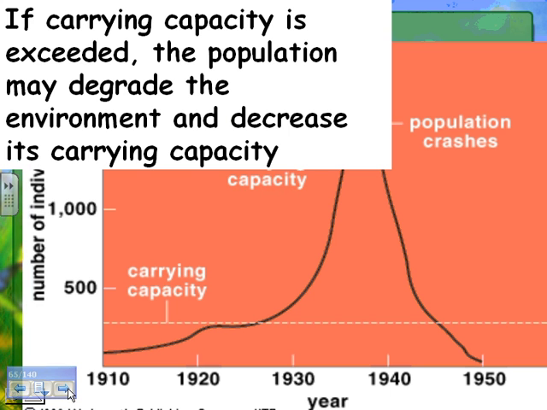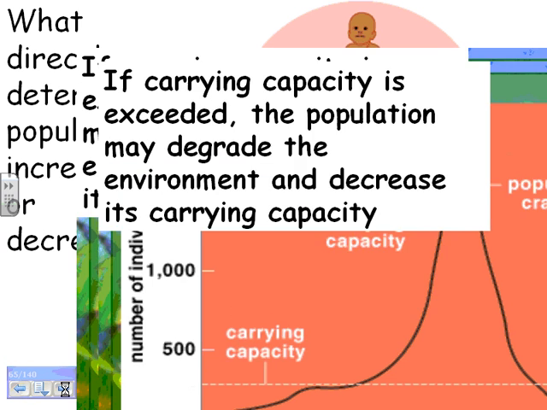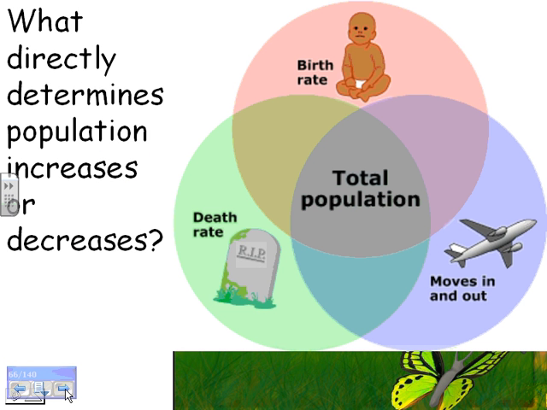Alright. If carrying capacity is exceeded, if it gets too big, the population may degrade the environment and decrease its carrying capacity. What directly determines population increases or decreases? So the birth rate, if you have a very high birth rate, you're going to be increasing the population. If you have a very low death rate, that will increase the population. If the death rate is high, then that will decrease the population. And then moving in or out, that's called migration.